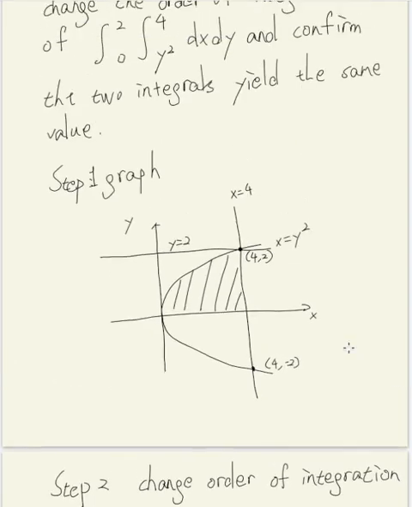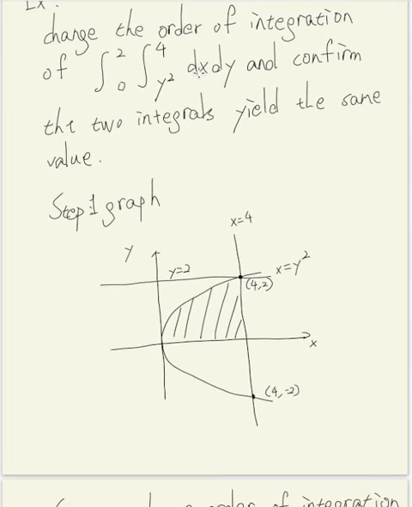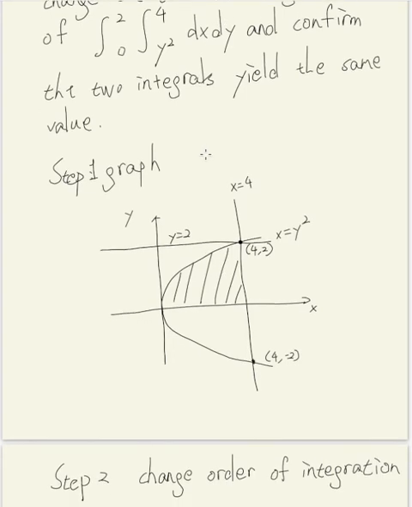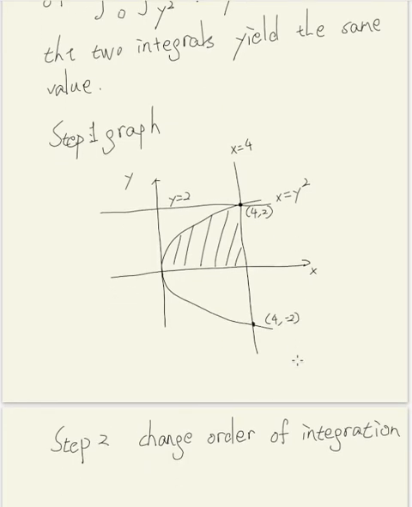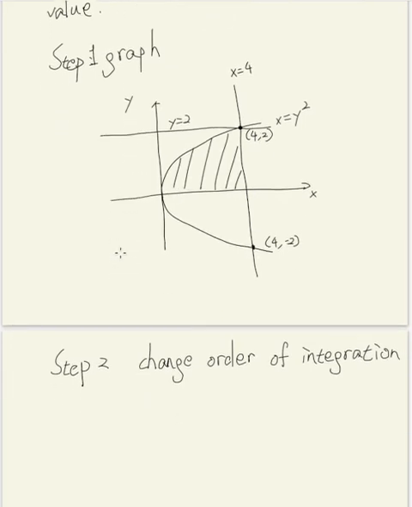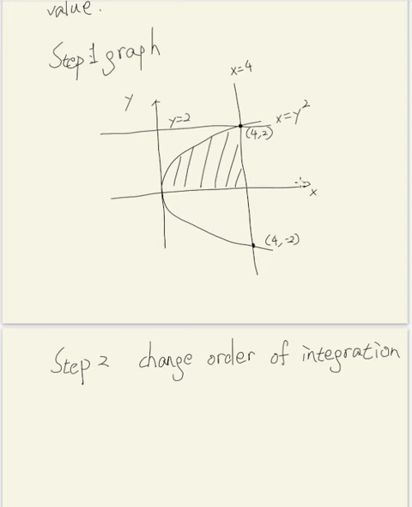All right, the original double integral was dx dy. So we were integrating in the x direction first. X direction means from left to right, and if we want to change the order, we need to end up with dy dx. And if we want to integrate with respect to y first, we need to go from bottom to top. So let's look at what this bottom is. The lower bound obviously is y equals 0. So that's the lower bound.